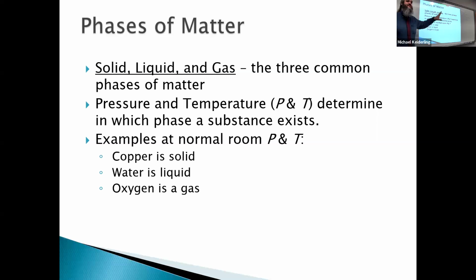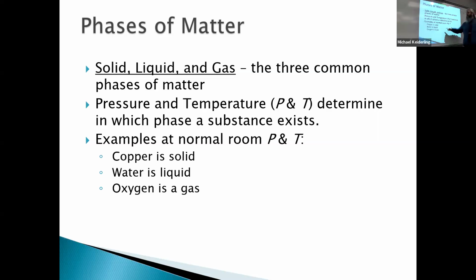There are also some weird phases out there that have to do with other factors. So for certain materials, there are certain phases you can only reach at certain magnetic fields, things like that. But for normal solid, liquid, and gas, the primary thing is pressure and temperature. Some examples at normal room pressure and temperature: copper is a solid. Water is a liquid. And oxygen in the air is a gas.